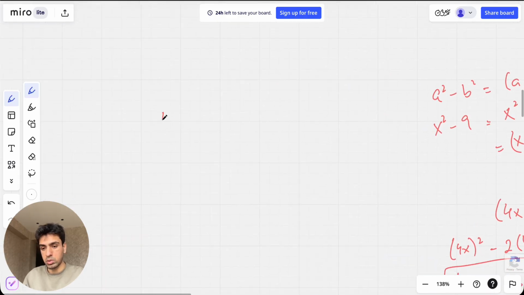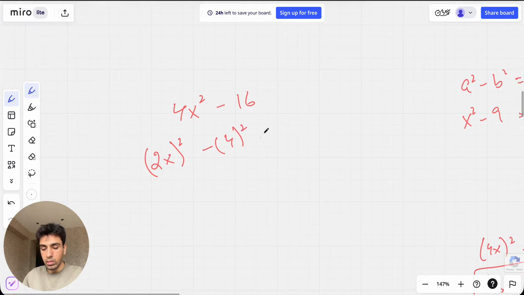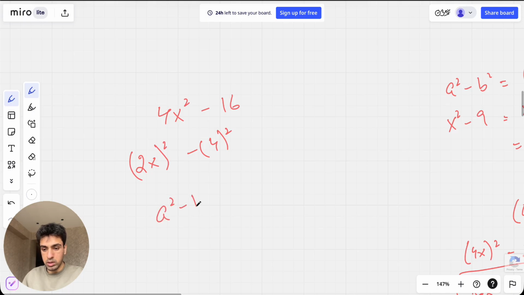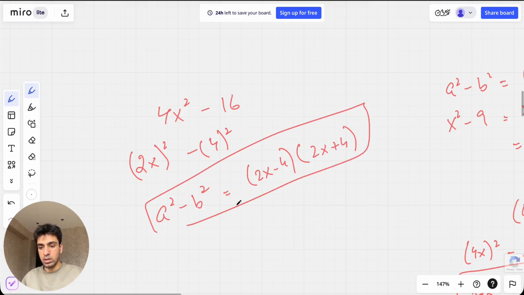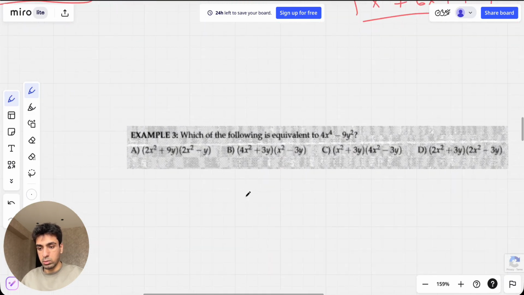Let's try another example. Let's say, for example, you have 4x squared minus 16. In this case, you can write this as 2x squared, and you can write this as 4 squared. Now using the formula, it's a squared minus b squared. So this is a, this is b. You can simply write this as 2x minus 4 and 2x plus 4. That's what you would get in this case. Okay, next. Example 3. It says which of the following is equivalent to this?